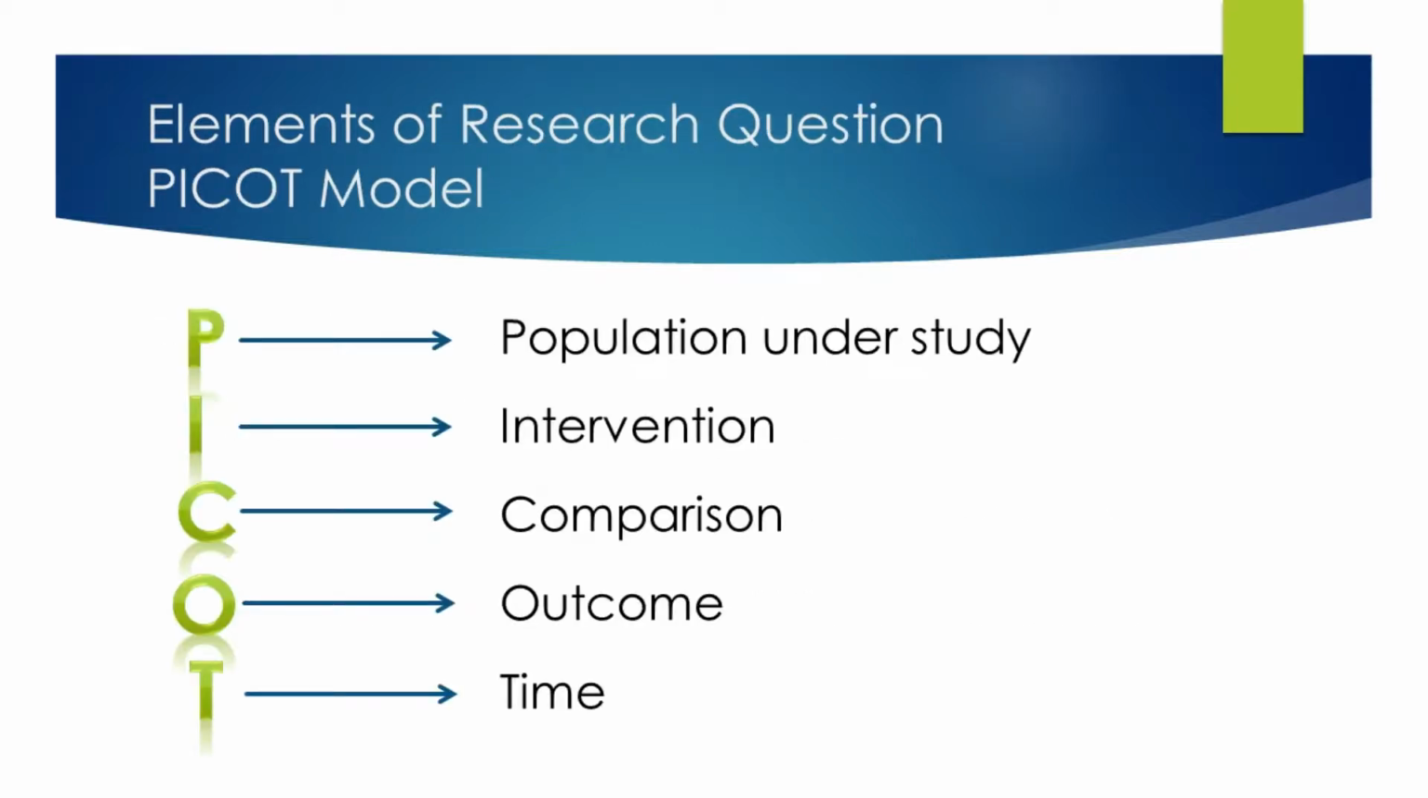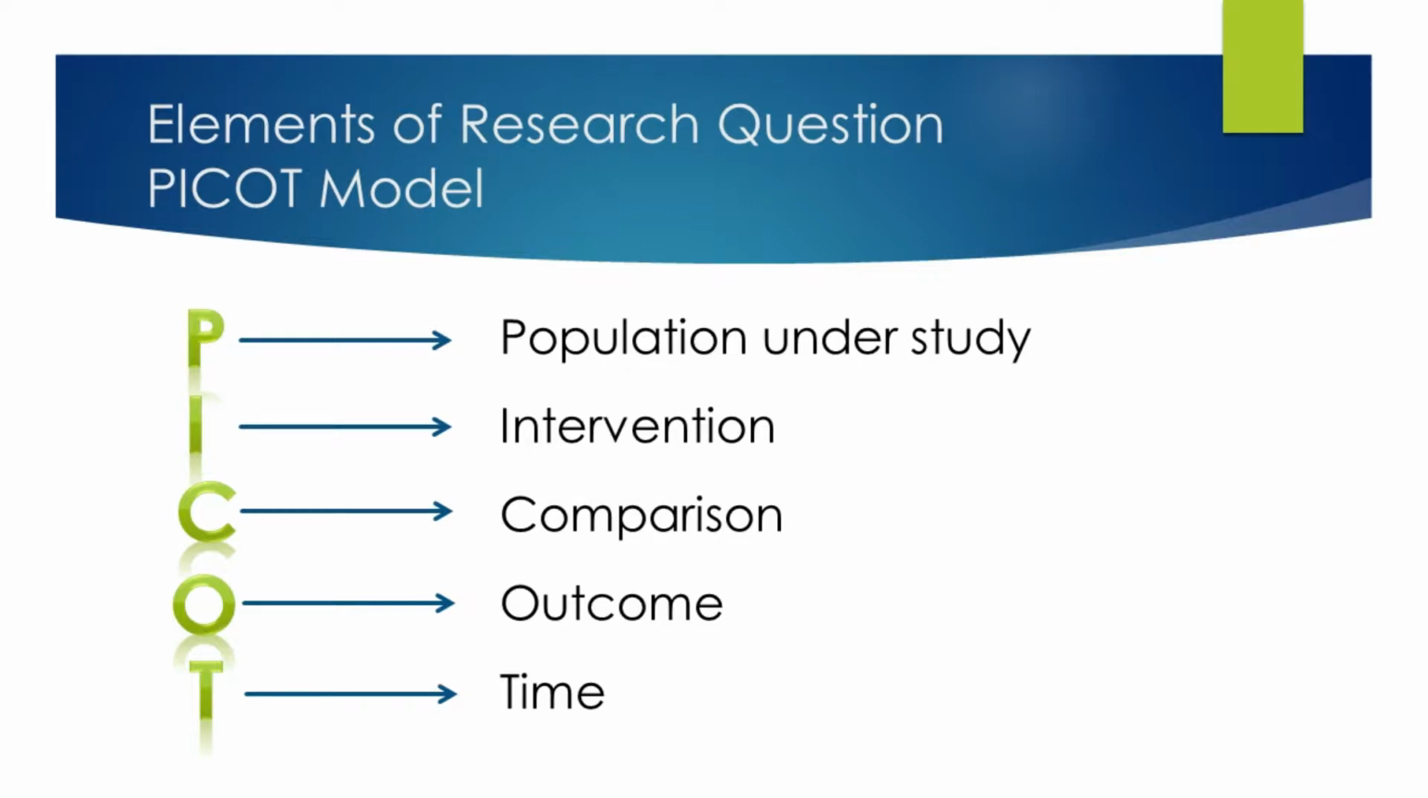To summarize these, there is a model called the PICOT model. Each of these letters, PICOT, represents a key component of a research question. A good research question should have all these 5 components. What are those components? It should have the population under study. I stands for intervention. C is the comparison. O is the outcome. T is the time.